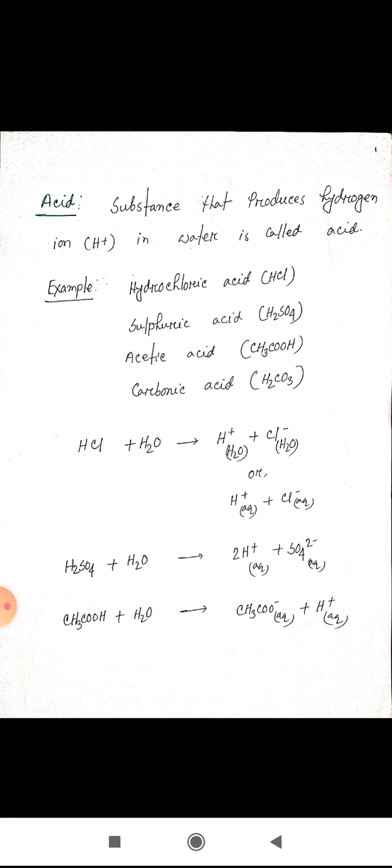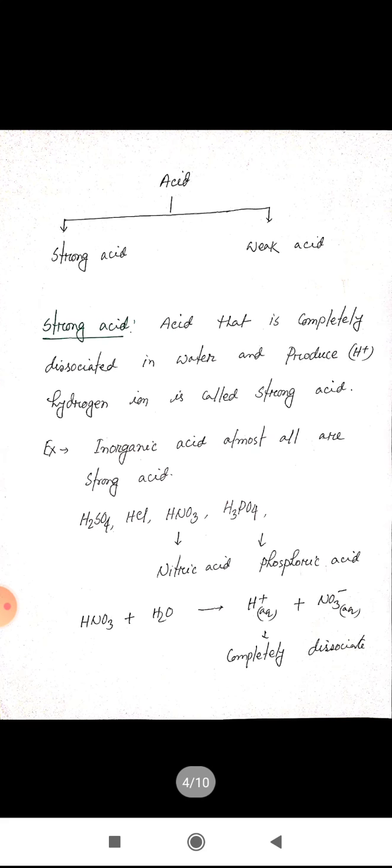So we can write also acetic acid. In water, acetic acid dissociates and forms H plus and CH3COO minus, that is acetate ion or ethanoate ion. So the classification of acid: we can classify acid in two types. One is strong acid and another is weak acid. So what is strong acid?